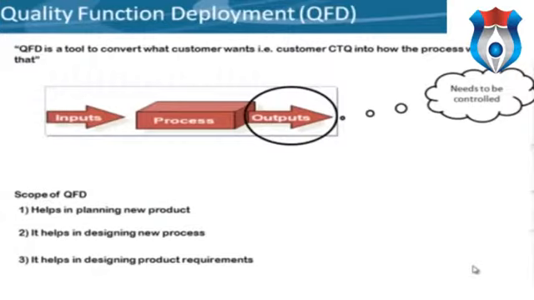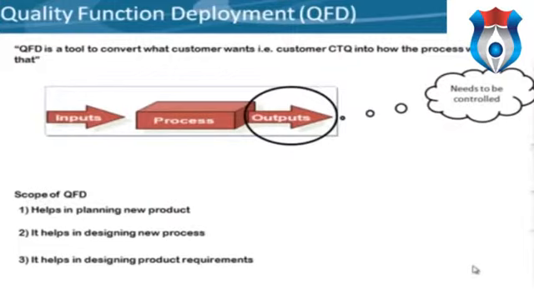Okay, so you can use quality function deployment to design a product when you are changing a product, or you are making a completely new product, or you are adding certain features. So whenever you are designing a new product, you can use quality function deployment.